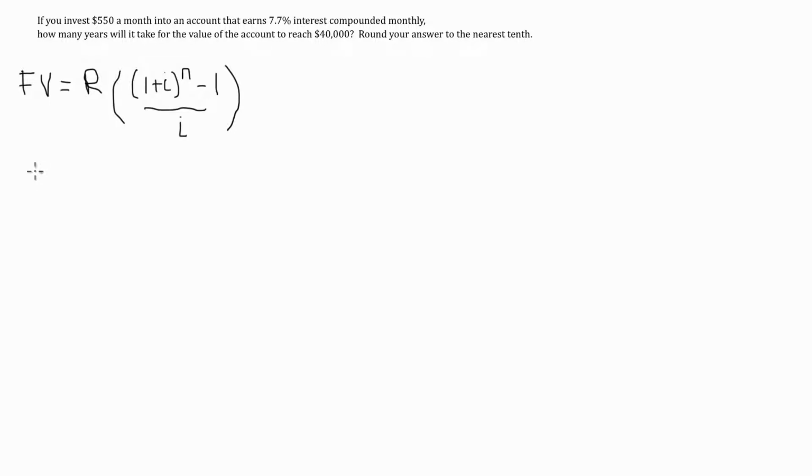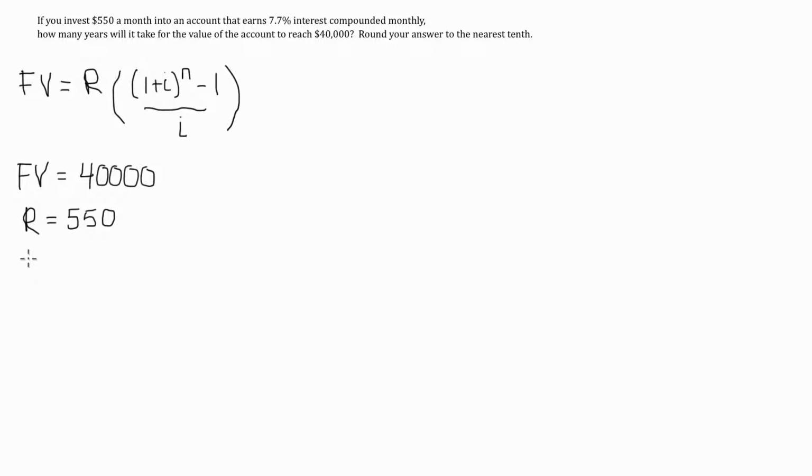I always say write out the formula because it's going to be helpful, because then directly below I want you to write all of the variables in the formula out and then their values. Obviously one of them won't have a value, and that's the one we're solving for. So future value is the future value of the investment, which is going to be 40,000. And then R is the value of the periodic payment. So how much money are we putting in? We're putting in $550 per month.